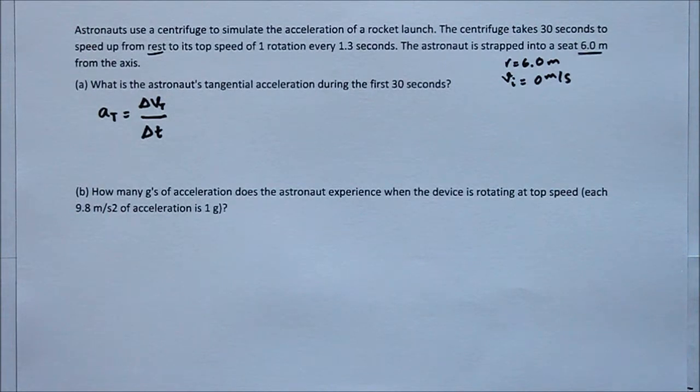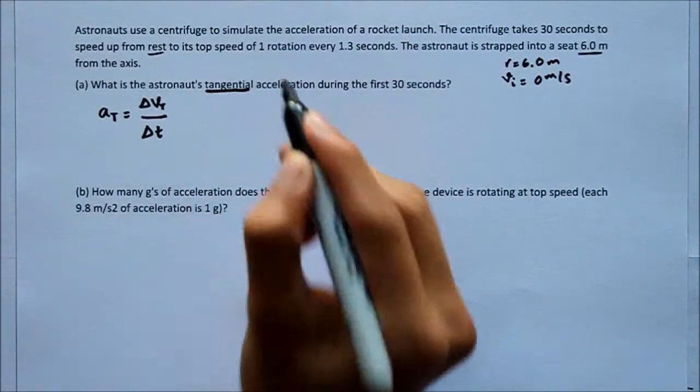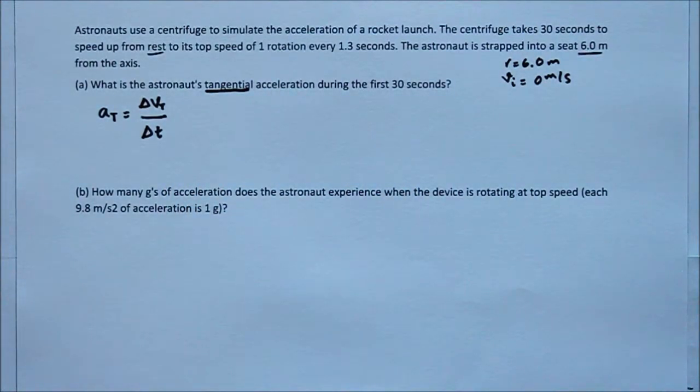So I've already written down an equation that you should have gotten in class, and it's that tangential acceleration is going to be our change in velocity divided by change in time. Now, an important thing to remember is that our change in velocity is not going to be our change in angular velocity, or omega, but it's a change in our tangential velocity because we are solving for tangential acceleration. So that part's pretty important.